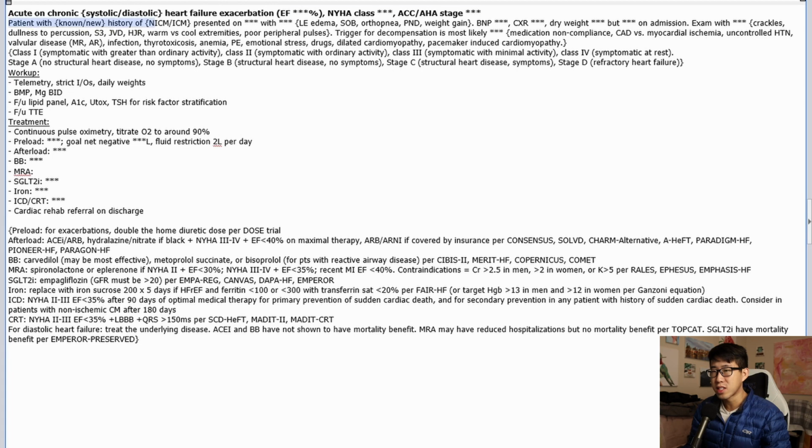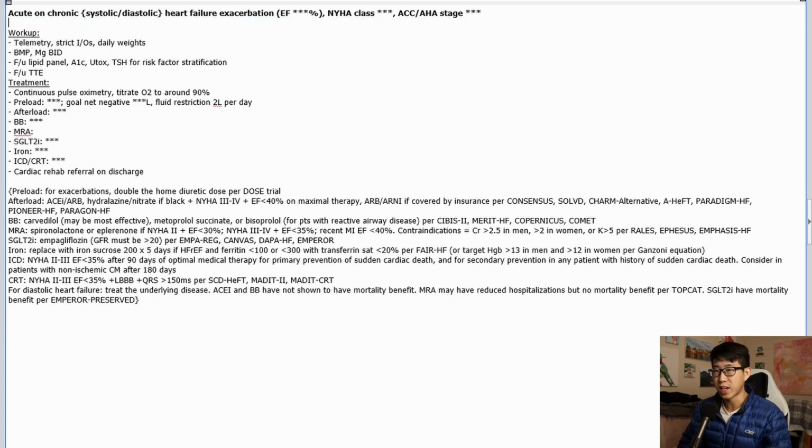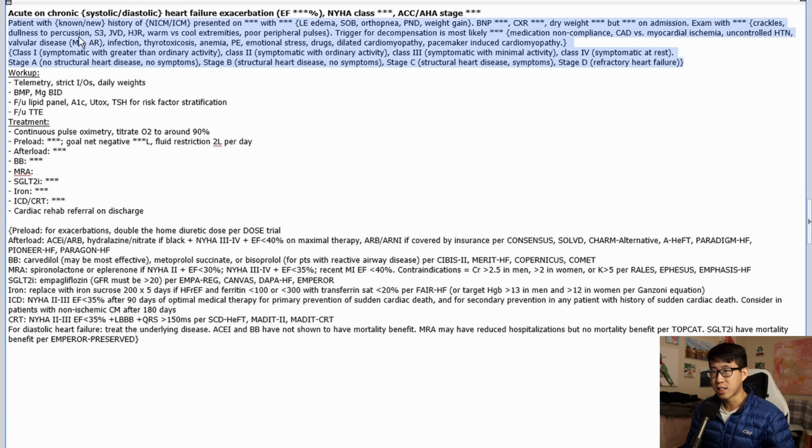And then going into this part here, I have some generic stuff. A lot of times nowadays, I just freehand it myself, but this is a good basic template. So the patient has a known or new history of ischemic versus non-ischemic cardiomyopathy. It's important to note the difference in the etiology of their heart failure. And then you say when they presented, what symptoms they had, what their lab work was on admission, and what their physical exam is. And then the trigger for decompensation is most likely what. And then there's a bunch of different possible triggers here.